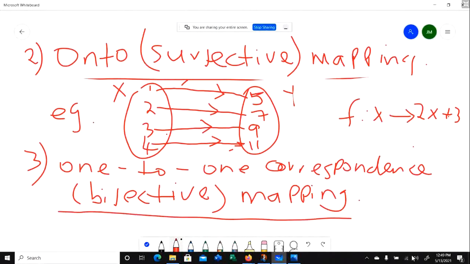A one-to-one correspondence or a bijective mapping. Now this is a hybrid of the two. It's a mapping which is both one-to-one and onto. One-to-one in the sense that distinct elements in X have distinct images in Y. And it is onto in the sense that every object in Y must have a pre-image in X. So it should satisfy those two conditions. And that is when we say that that mapping is bijective or a one-to-one correspondence.